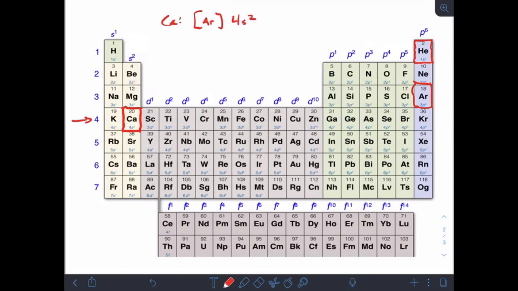All right, now, the argon part we're going to refer to as core electrons. Right? And the S2, those 2 electrons in that 4s, those are valence electrons, or outside electrons.